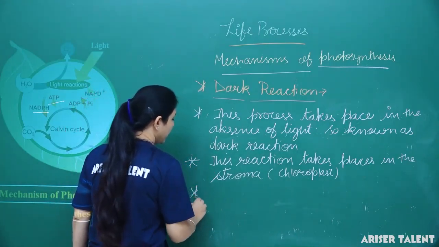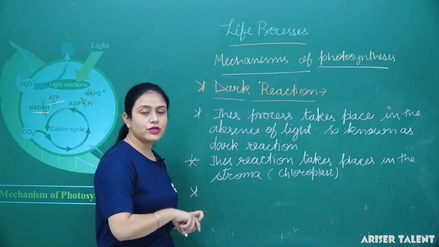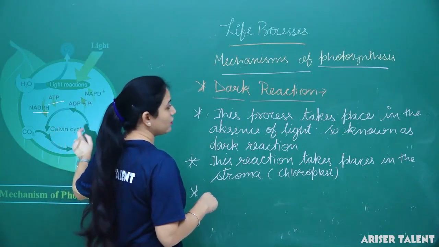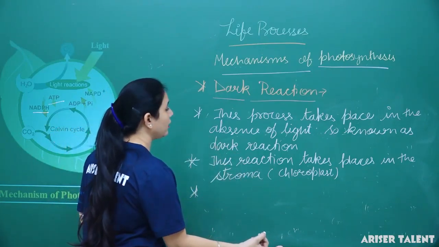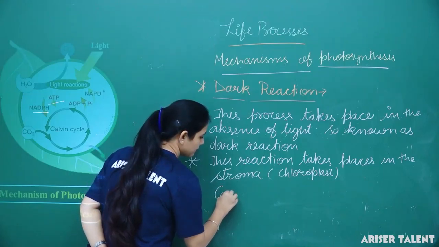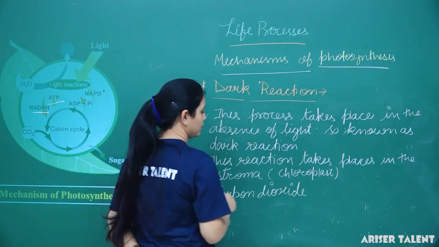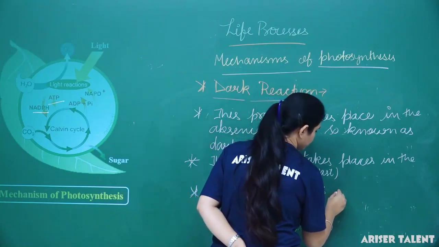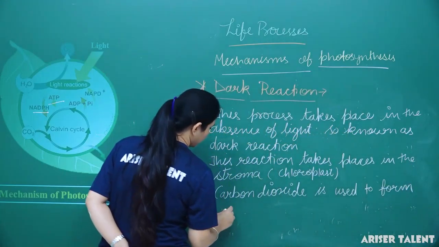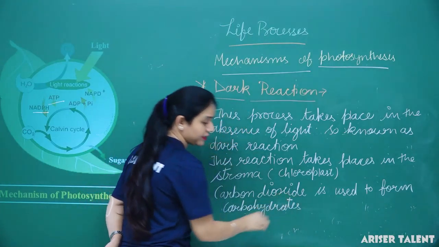Now, what happens? The energy which was produced during the light reaction in the form of ATP and NADPH is utilized by the stroma during the dark reaction, as well as carbon dioxide is used, and products like sugar or carbohydrates are formed. Carbon dioxide is used to form carbohydrate, meaning sugar.